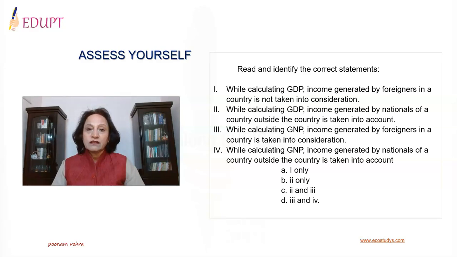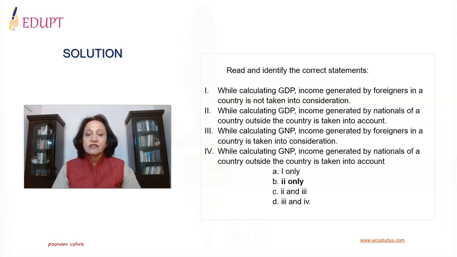Options are A. Statement 1 only, B. Statement 2 only, C. Statement 2 and 3, and D. Statements 3 and 4. Please check your answer. Option B is correct. That is statement 2. The statement is that while calculating GDP, income generated by nationals of a country outside the country is taken into consideration.